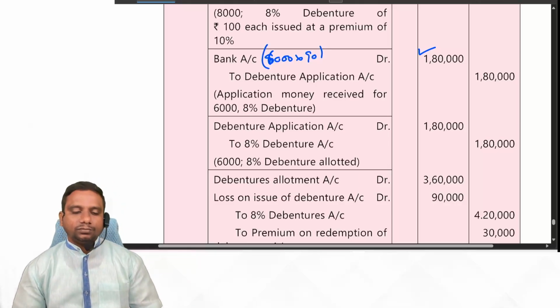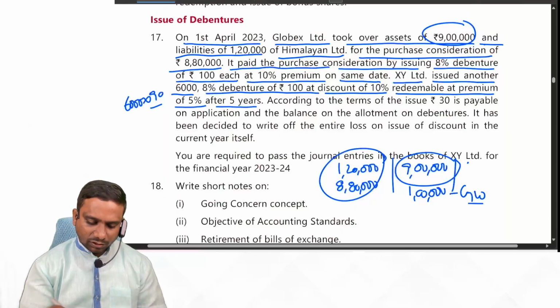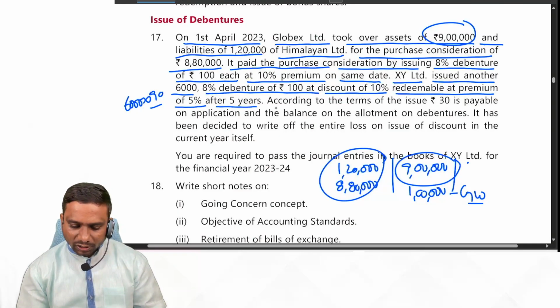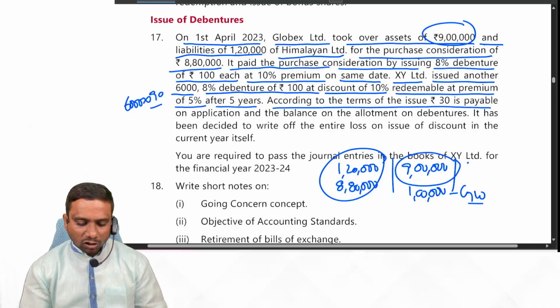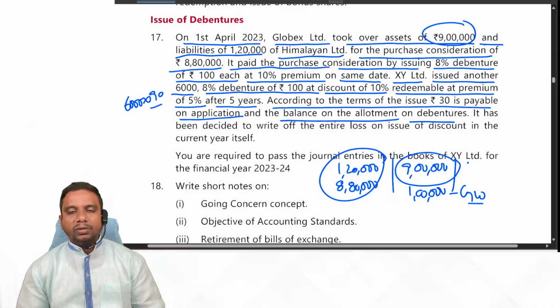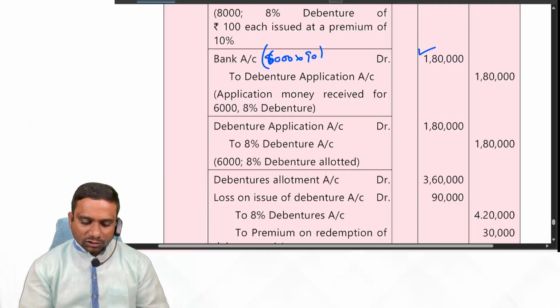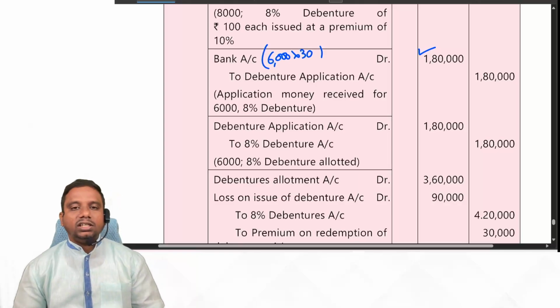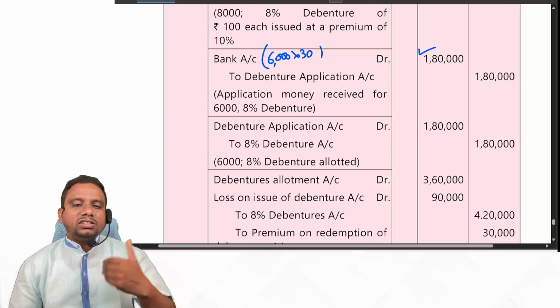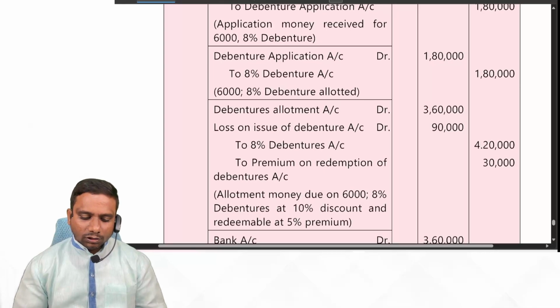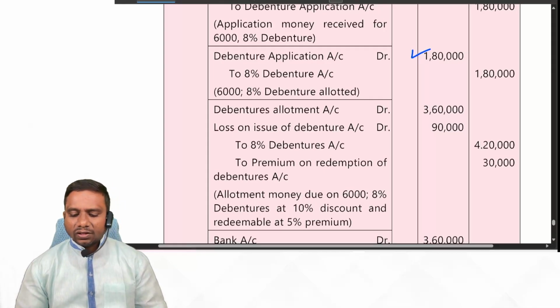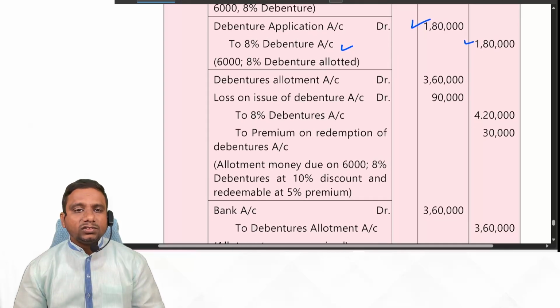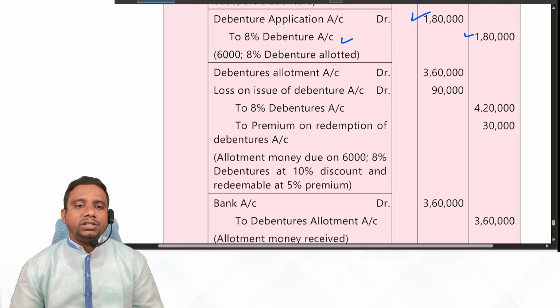According to the terms of the issue, 30 rupees is payable on application and the balance on allotment. So 6,000 into 30 rupees, that is 1 lakh 80,000 we receive. Now this debenture application money we transfer to the debentures account. So debenture application money debit 1 lakh 80,000 to debentures account 1 lakh 80,000. Now the balance of 70 rupees we receive on allotment.